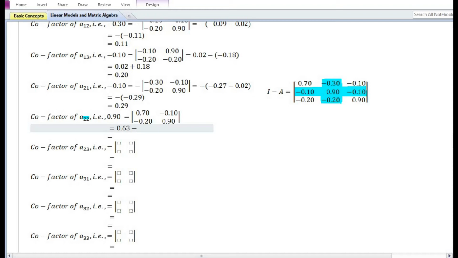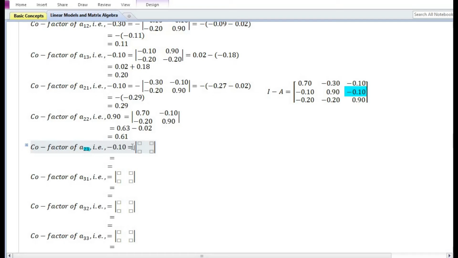0.20 times 0.10 equals 0.02. 0.63 minus 0.02 equals 0.61. Cofactor of A23, that is minus 0.10.